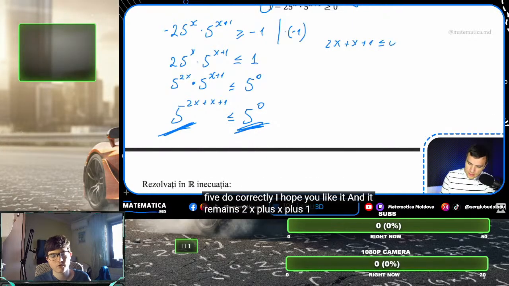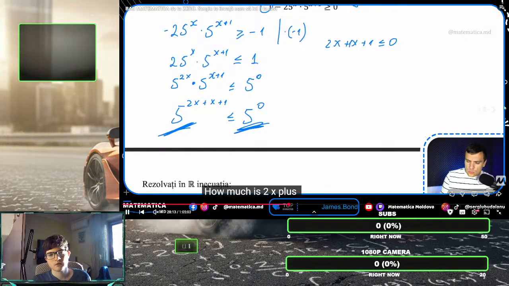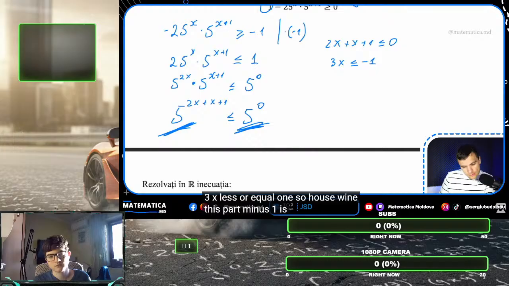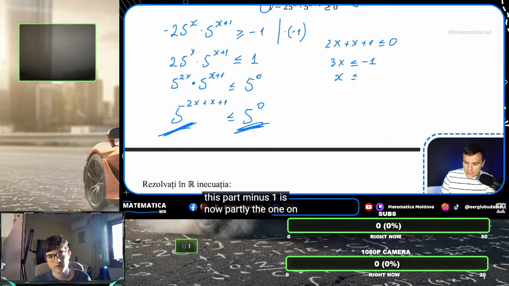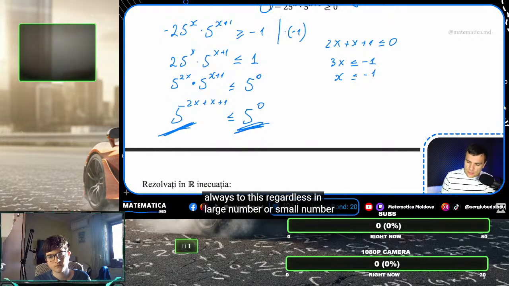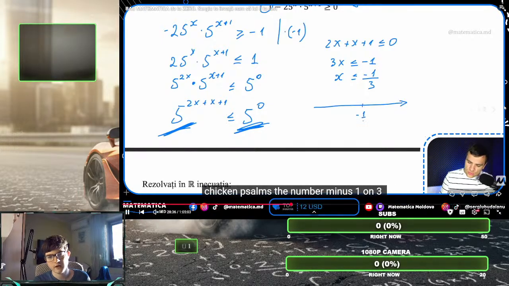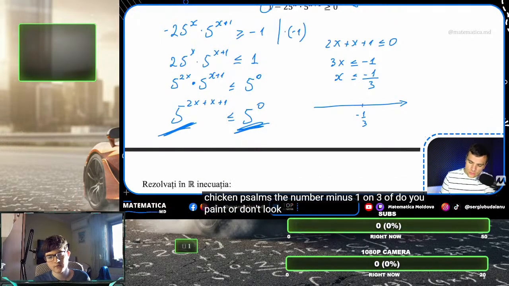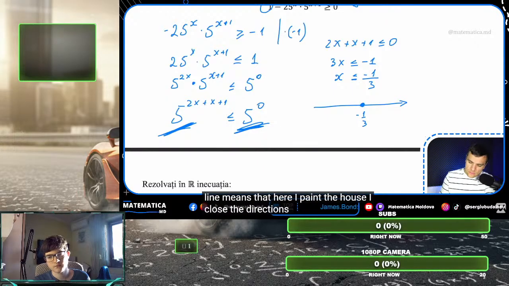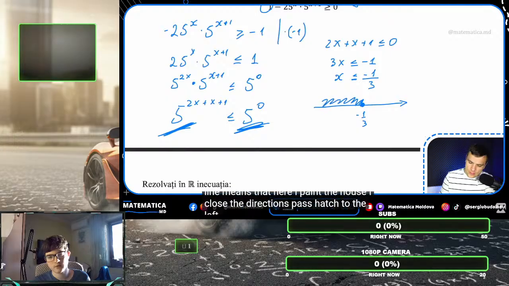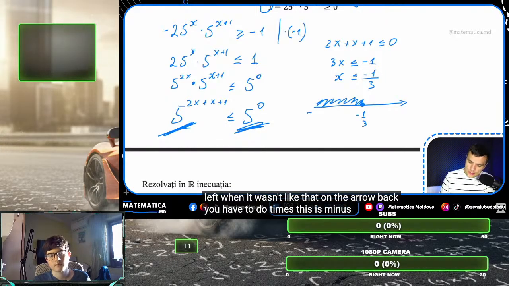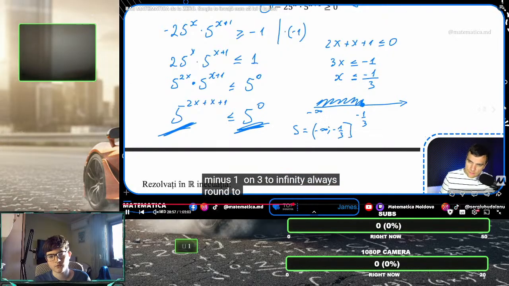Now we work with this. So minus 1 there. Now x, boom, minus 1 divided by 3. And now the graph goes to the left, and it's going to be a round parenthesis on the minus 1 divided by 3 side. That's on the right, and minus infinite on the left. Solution, boom, done.